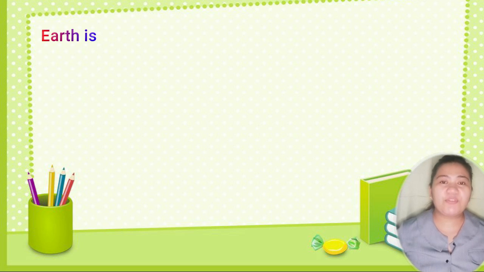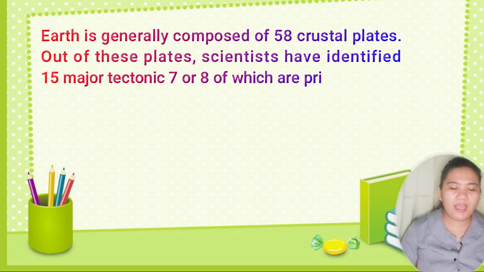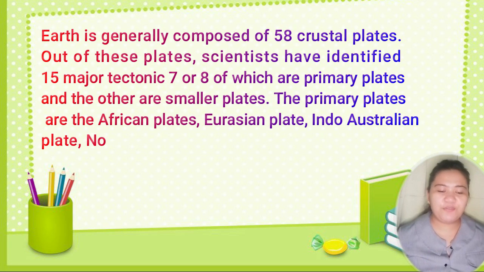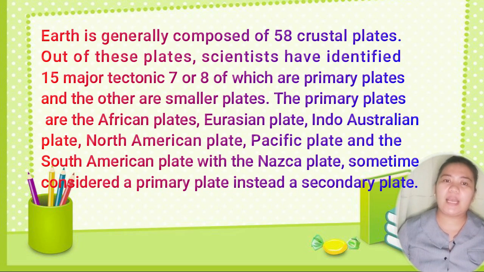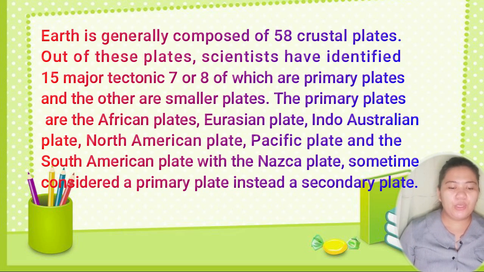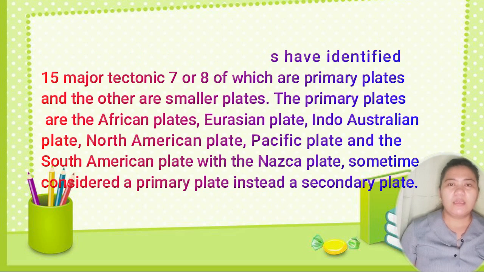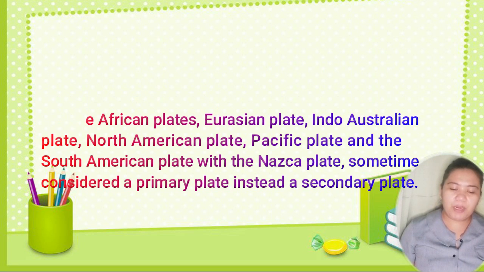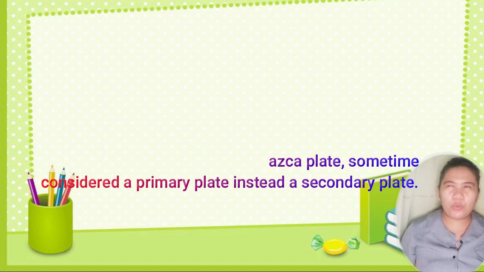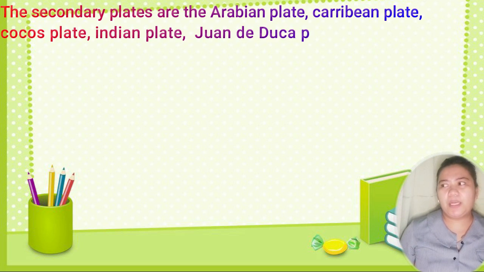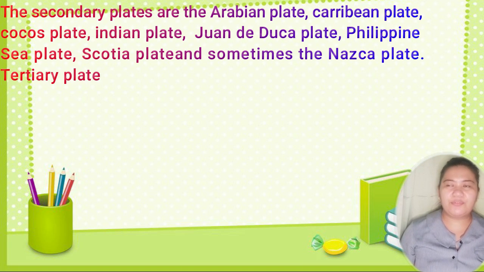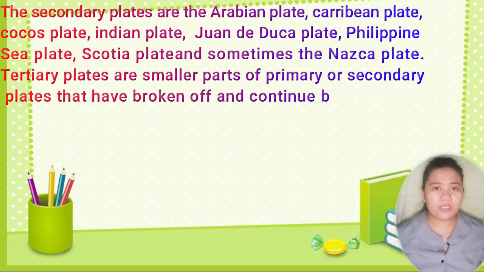Earth is generally composed of 58 active crustal plates. Out of these plates, scientists have identified 15 major tectonic plates, 7 or 8 of which are primary plates. This is actually represented by the 7 continents that we have today. The primary plates are the African, Eurasian, Indo-Australian, North American, Pacific, and South American plates. Sometimes the Nazca plate is considered a primary plate instead of a secondary plate because the Nazca plate is so active.